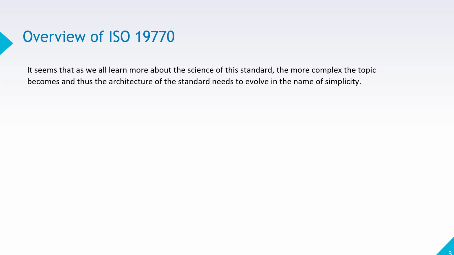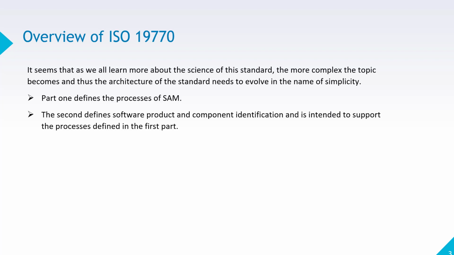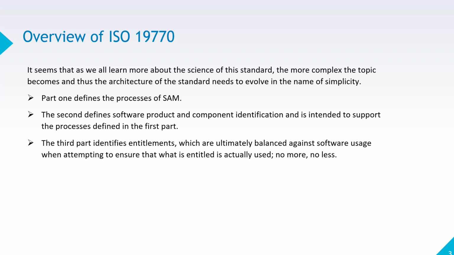It seems that as we all learn more about the science of this standard, the more complex the topic becomes, and thus the architecture of the standard needs to evolve in the name of simplicity. Part 1 of the standard defines the processes of SAM. The second defines software product and component identification and is intended to support the processes defined in the first part. The third part identifies entitlements, which are ultimately balanced against software usage when attempting to ensure that what is entitled is actually used, no more, no less.